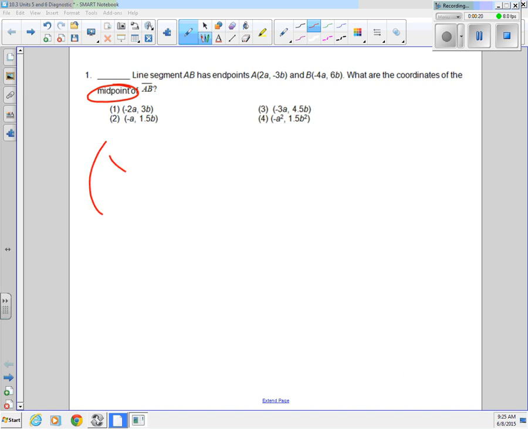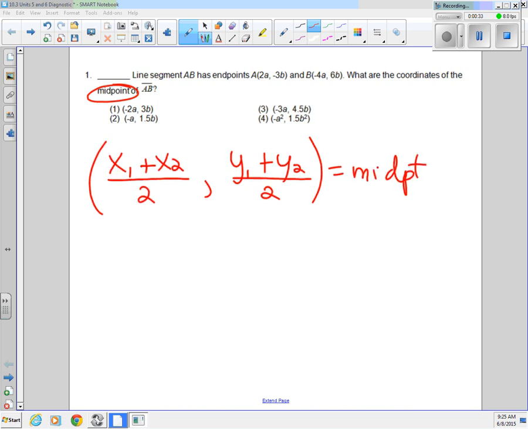So your midpoint formula is your x coordinates added up and divided by 2, and your y coordinates added up and divided by 2, otherwise known as this formula. This will give you the midpoint. So we can just do that.